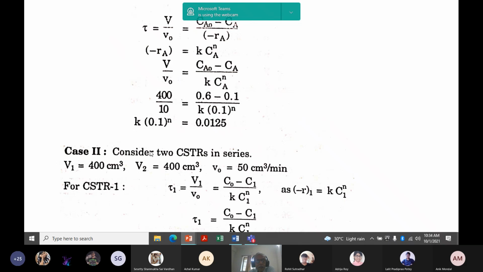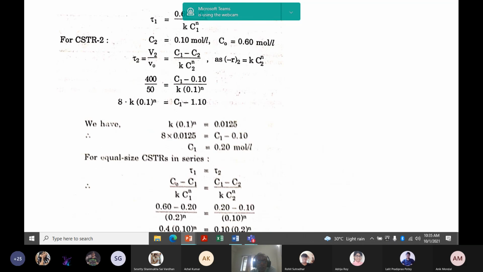Now consider two CSTRs in series, with V2 the same, 400 centimeter cube, and V0 50 centimeter cube per minute. Again you substitute tau1. What is tau1? Tau1 is 400 by 50. So for the first reactor, C1 is not known. For the second reactor, write this tau1.